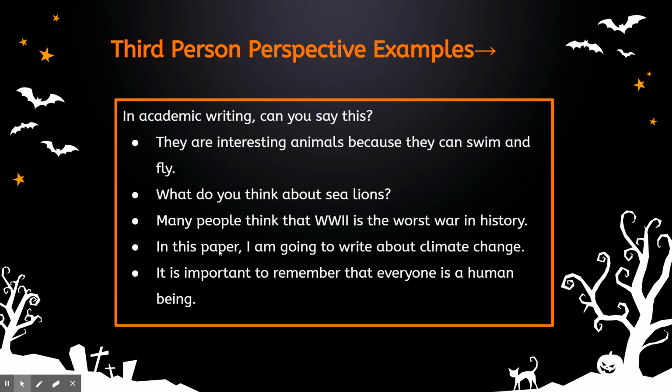Okay? "In this paper, I am going to write about climate change." Absolutely not, you guys. We never, ever tell our readers that they're reading a paper. So we never say "this paper" or "I am going to be talking about." We never say that. You need to reword it to make it third person, something about climate change. And then finally, "It is important to remember that everyone is a human being." This is absolutely okay to use because it is third person, because it uses the term "everyone."